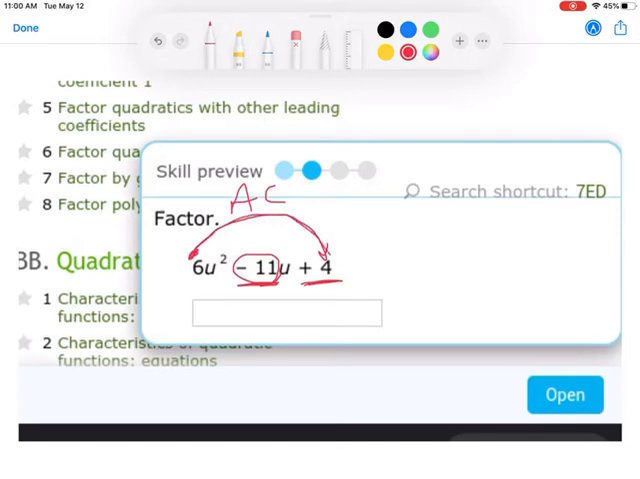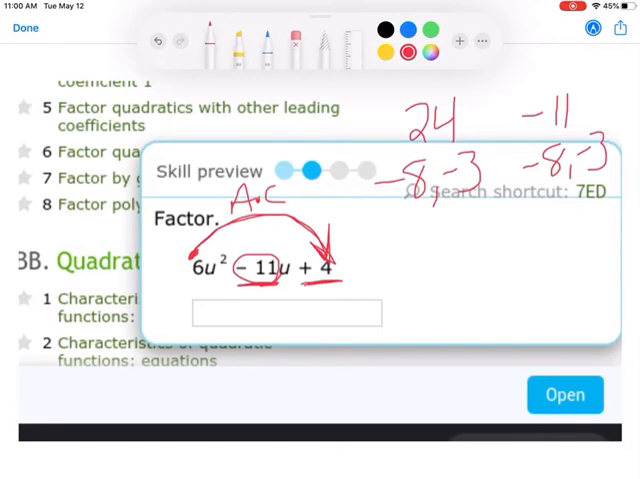So you're asking yourself this question now. What multiplies to 24? A times C. It's called the AC method, but adds to negative 11. All right. So let me just write that down. What multiplies to 24 and adds to negative 11. All right. So that's going to be negative 8 and negative 3.